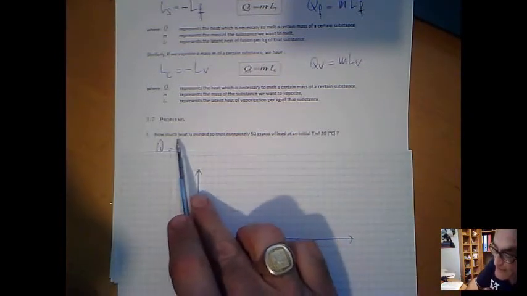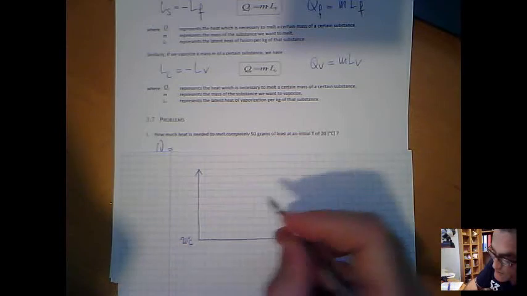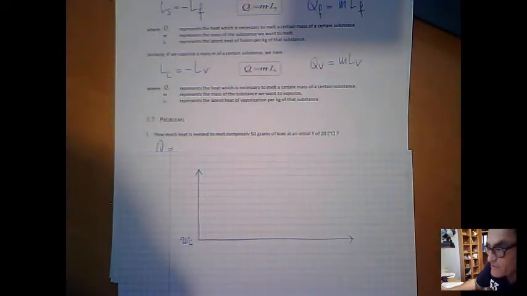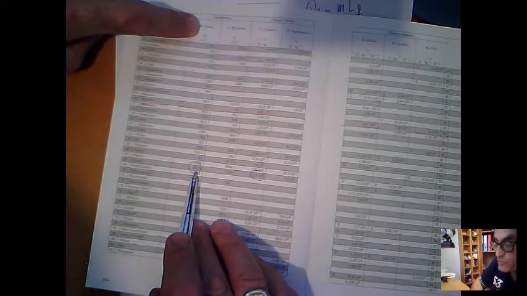Okay, you have lead at an initial temperature of 20 degrees. The solid lead is going to transform into liquid lead at what temperature? You need to know the fusion temperature of the lead, because it's not water, it's lead. It doesn't melt at 0 degrees, but if you look in your table, lead has a fusion temperature of 327.5 degrees, which is not very high.